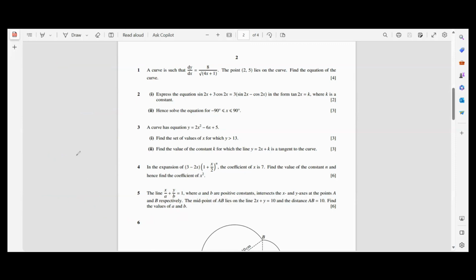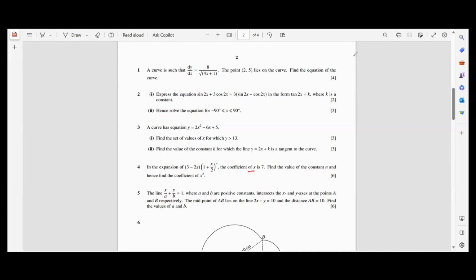For number 4, in the expansion of this, the coefficient of x is 7. Find the constant value of n, and then the coefficient of x squared. So we have to find n first. If we think logically, it says the coefficient of x.